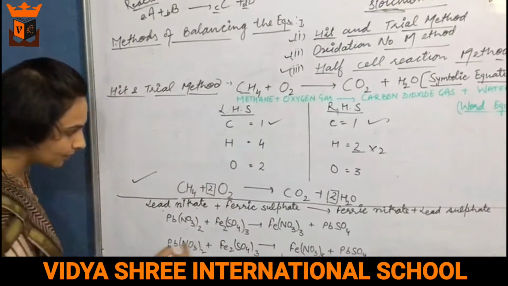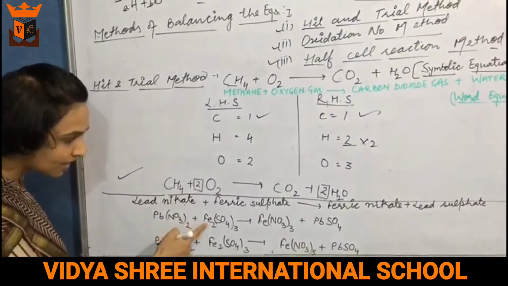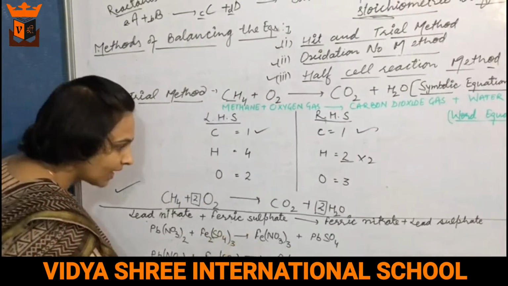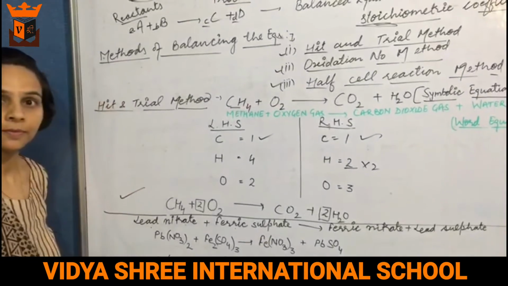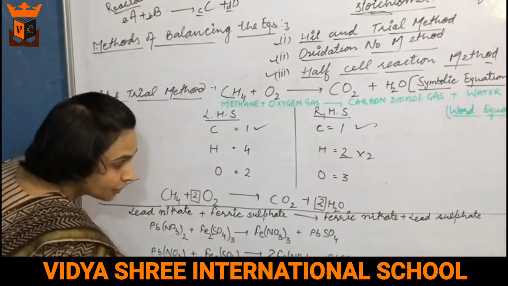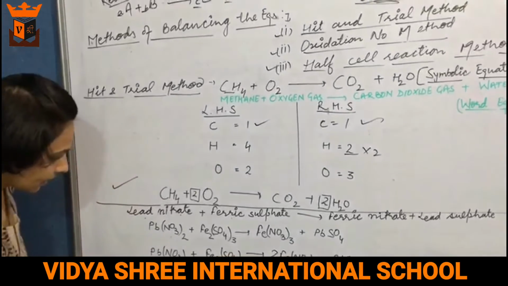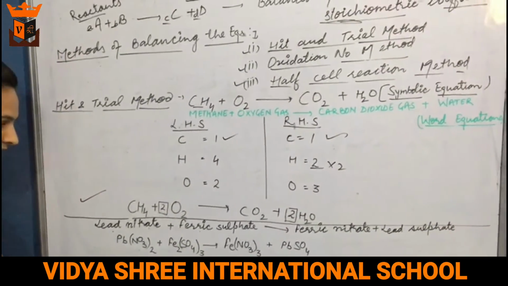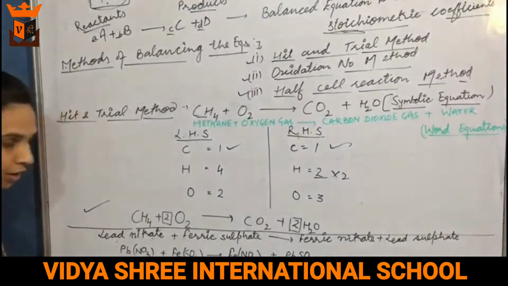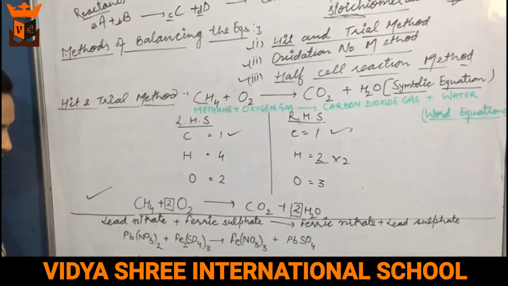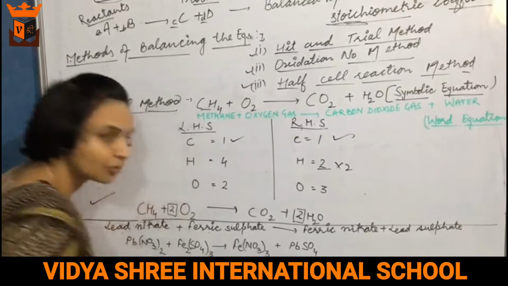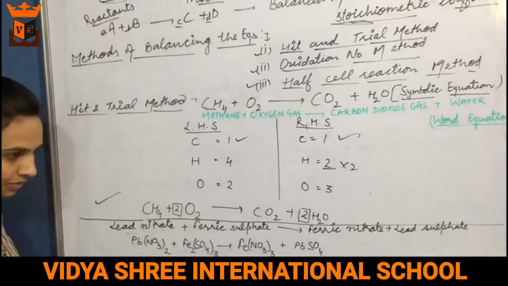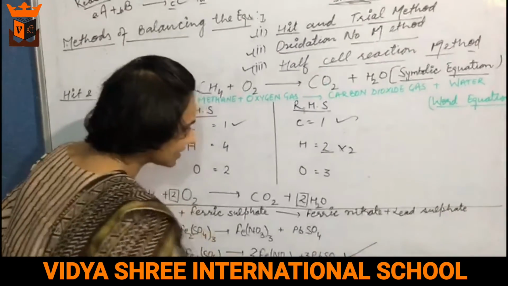See, first of all, at left hand side, how many iron are there? 2. Right hand side, only 1. So, multiply it with 2. Now, see, 3 2s are 6 nitrate. Here it is only 2. So, multiply it with 3. Now, 3 2s are 6 nitrate, 6 nitrate. 2 Fe, 2 Fe. Now, see, how many lead? 3. So, multiply it with 3. Now, how many sulfate? 3. How many sulfate? 3. Now, this equation is balanced.